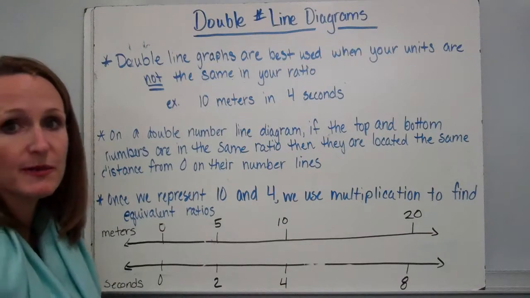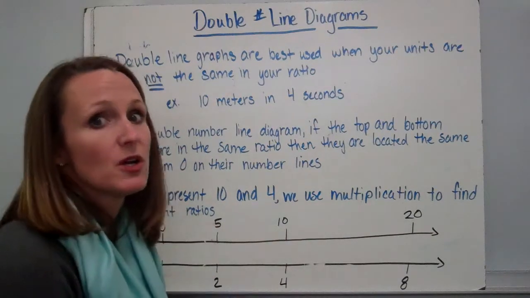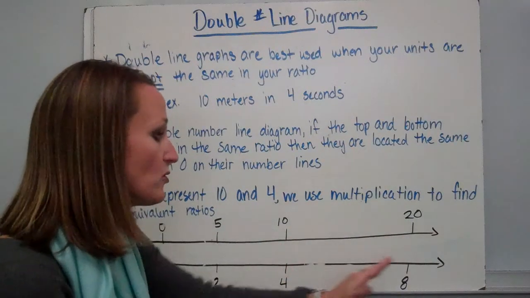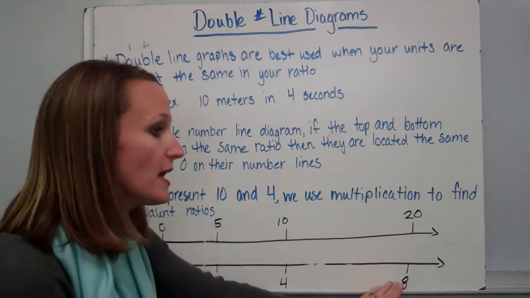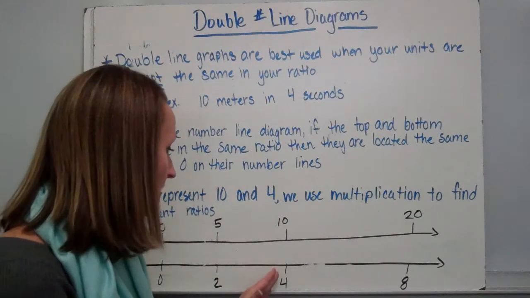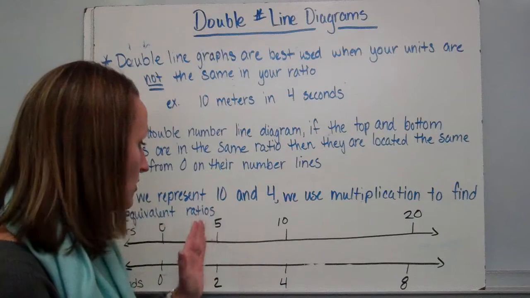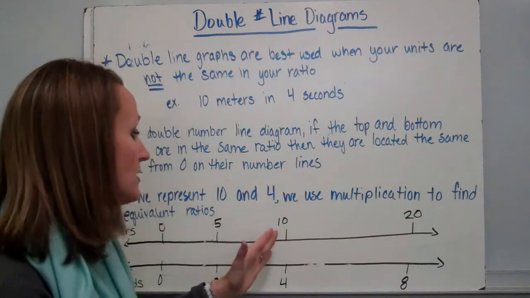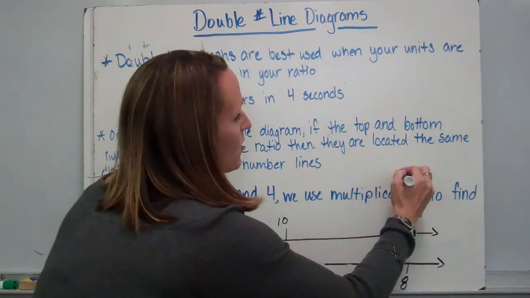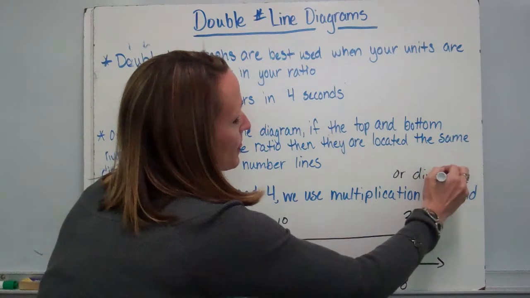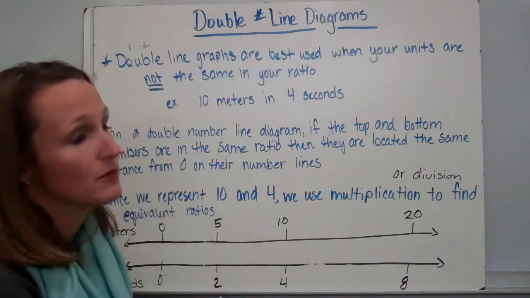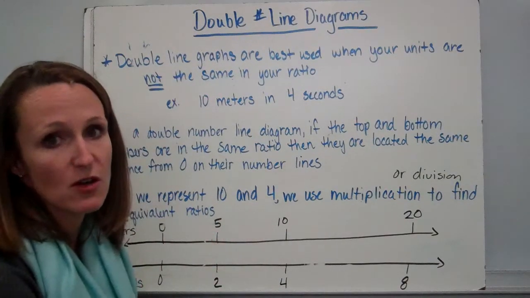Now I can use multiplication, or division if I'm going smaller, to find equivalent ratios. If I multiply my 10 by 2, I get 20. If I multiply 4 by 2, I get 8. So 20 over 8 is an equivalent ratio to 10 to 4. If I divide 10 by 2, I get 5. If I divide 4 by 2, I get 2. So 5 over 2 is also an equivalent ratio to 10 to 4. So this is how I use multiplication, up here, or division, to find an equivalent ratio. This is an example of a double number line diagram, and we can use this to solve problems.